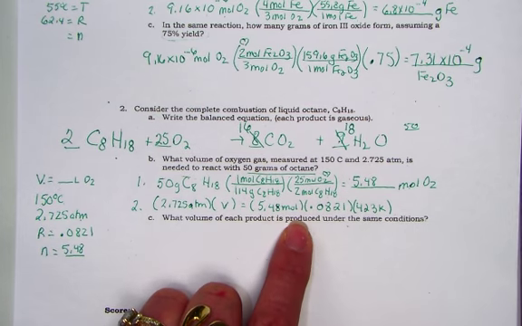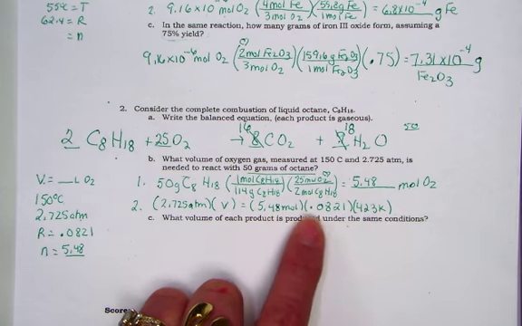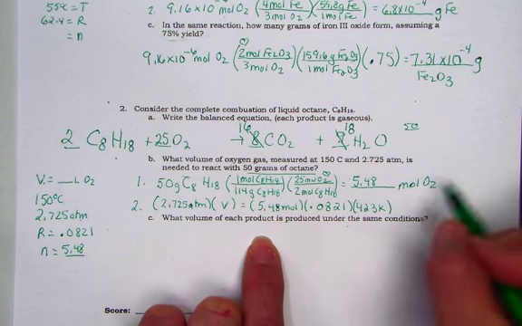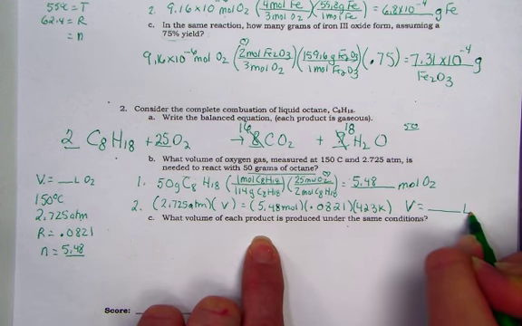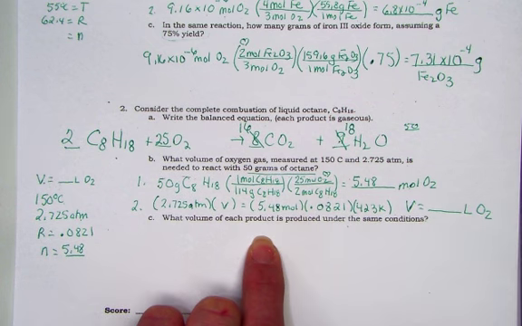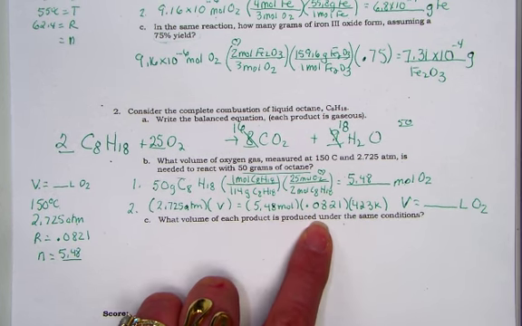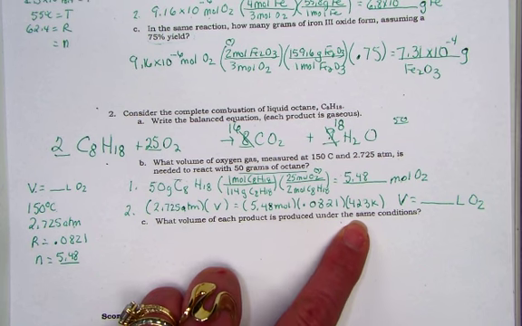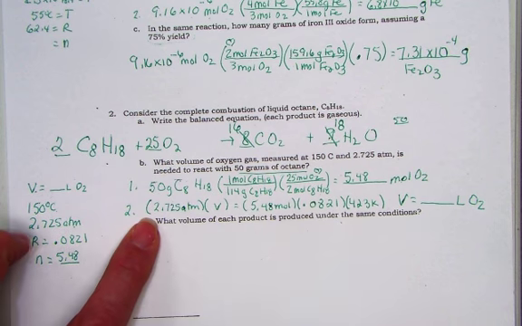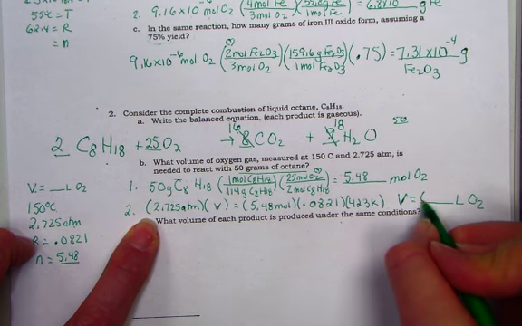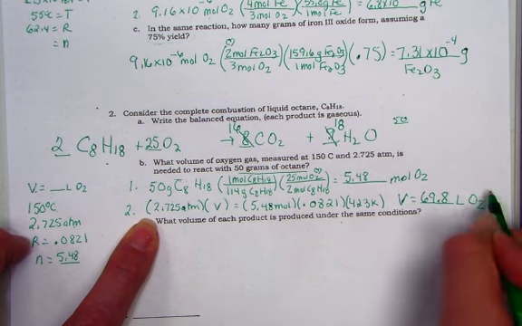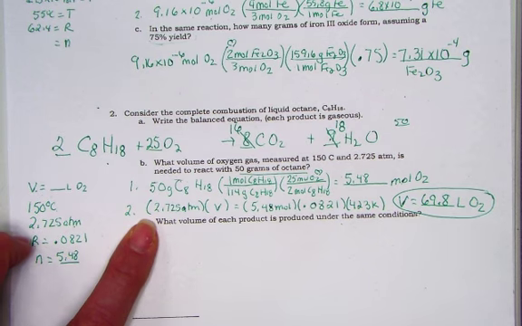Start on the side that does not contain the variable, so nRT divided by P, and we will find liters of oxygen. So I'll hit 5.48 times 0.0821 times 423, and I'll divide by 2.725. And I found 69.8 liters of oxygen.